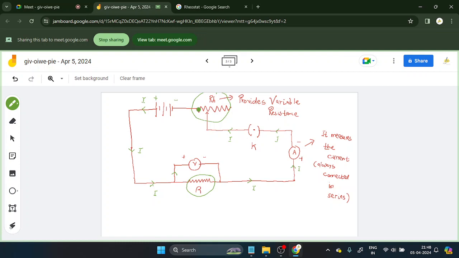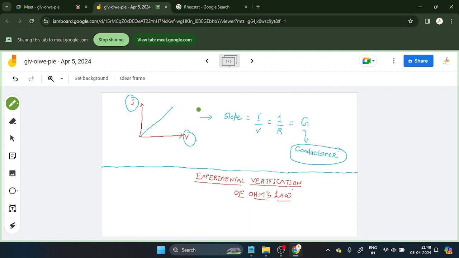So we will measure the different values of current and the corresponding voltage for that current. Then after that we will plot the VI graph. So this is how we will plot the VI graph. Is it clear what we actually do? When we plot the VI graph, the graph is always going to come linear. I hope everything is clear to you now.